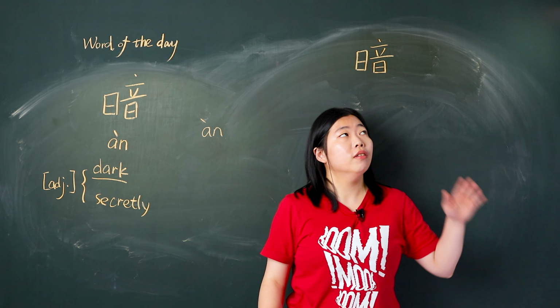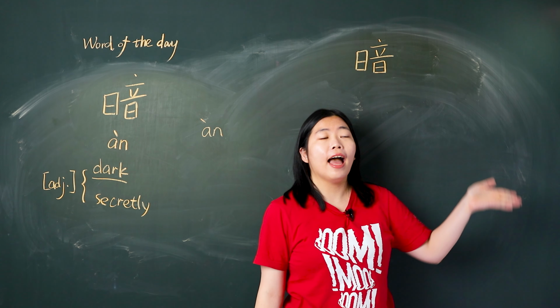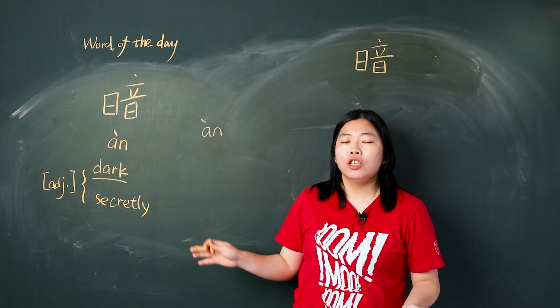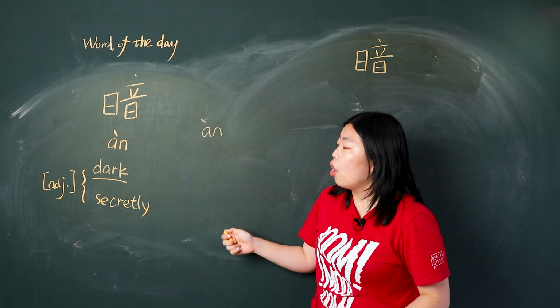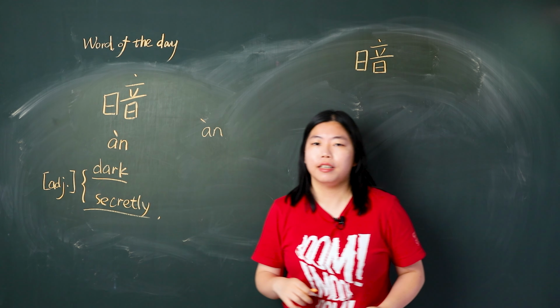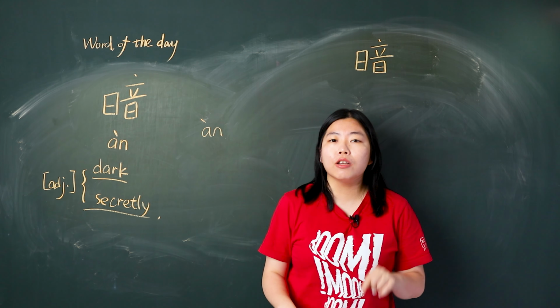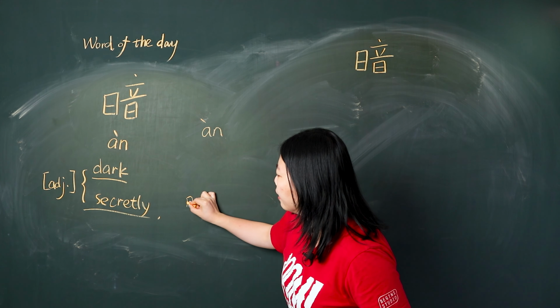So, it's dark. 我们说天暗了。Here's very dark. 这里很暗。Also, we can mean secretly. But when "an" means secretly, we always do "an."